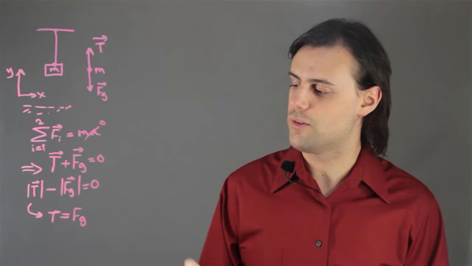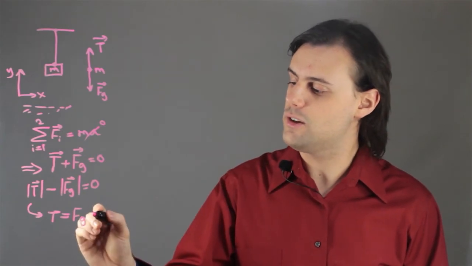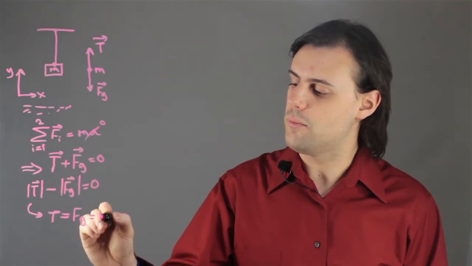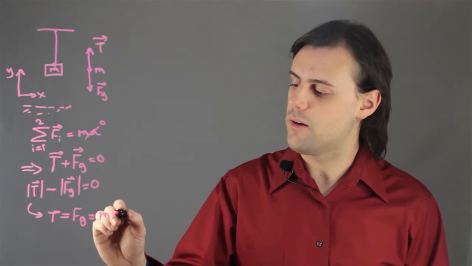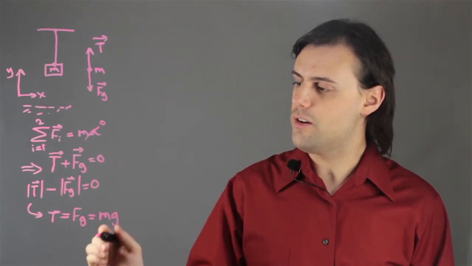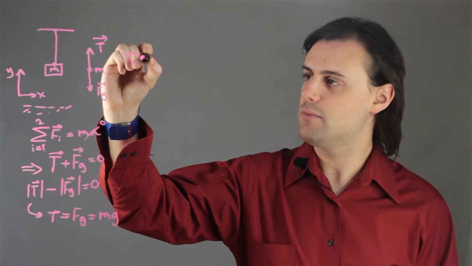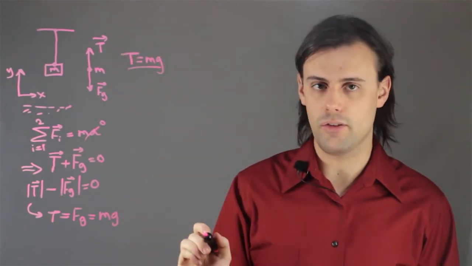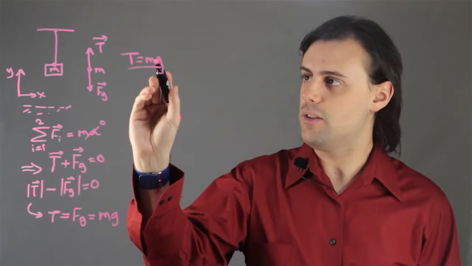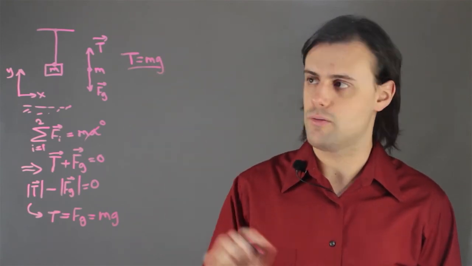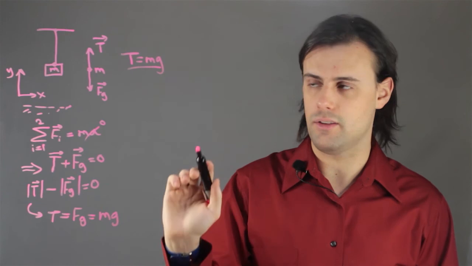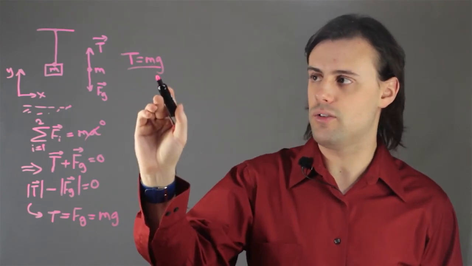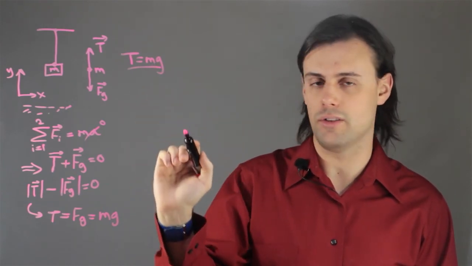If I just move this over to the other side, the gravitational force is equal to the mass of the box times the gravitational acceleration. Therefore, the tension is equal to mg, and mg is the weight of the box, because the mass of the box does not change regardless of where it is in the universe. But the weight, of course, does depend on where the box is in the universe.